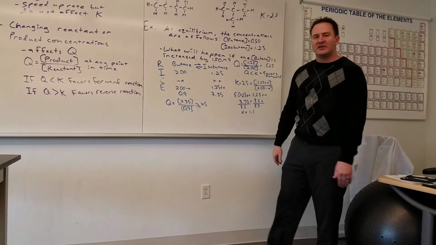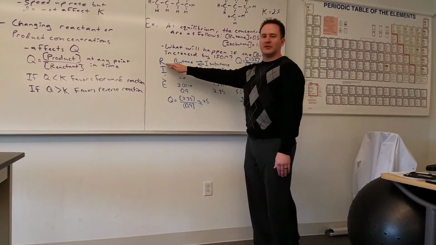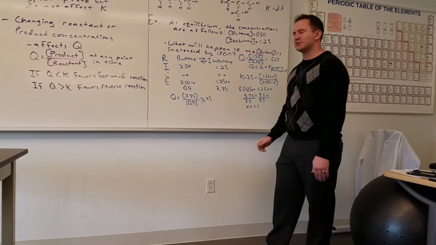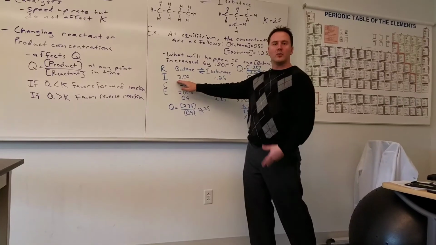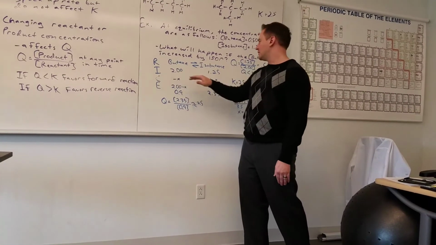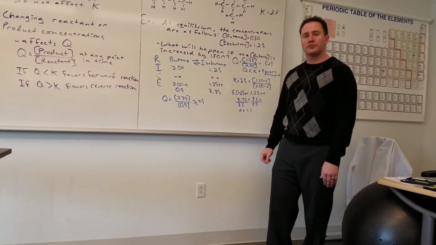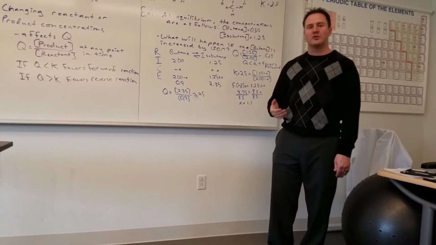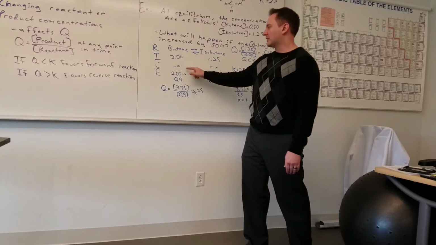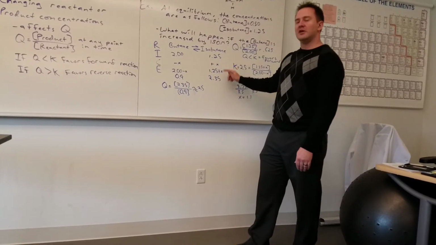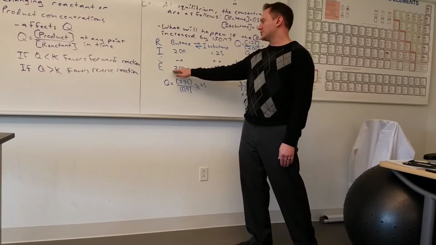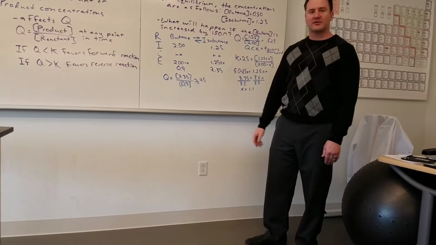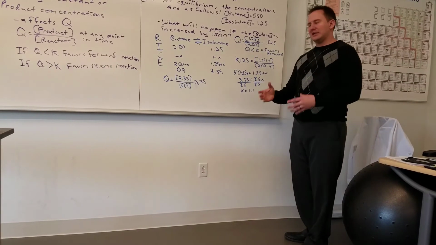So in order to quantify this, we're going to use a RICE table. RICE standing for reaction, initial concentrations, the change, and equilibrium concentrations. So we know that at this point we have a 2 molar concentration of reactant and a 1.25 molar concentration of product. We know that some of that reactant is going to get converted to product, and we can define that value as x. So that's going to go down by x, and that's going to go up by x. So at equilibrium, we would say we have concentrations of 2.0 minus x for the butane and 1.25 plus x for the product. And then we can set that equal to K.